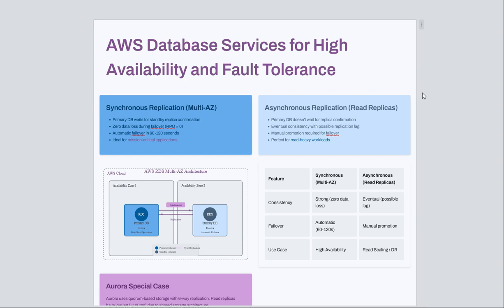Synchronous replication is multi-availability zone with a standby database. The primary waits until the standby tells it that it has finished writing whatever was sent, so there's no difference between the databases, right? But with asynchronous replication with read replicas, you get a bit of lag in between. Whatever is in the primary database, the read replica has a slight difference. It hasn't got everything from the primary database yet.